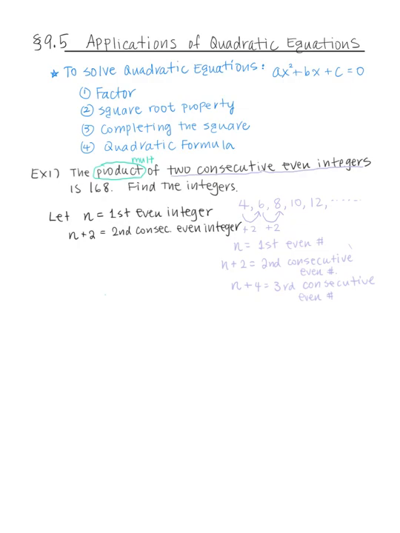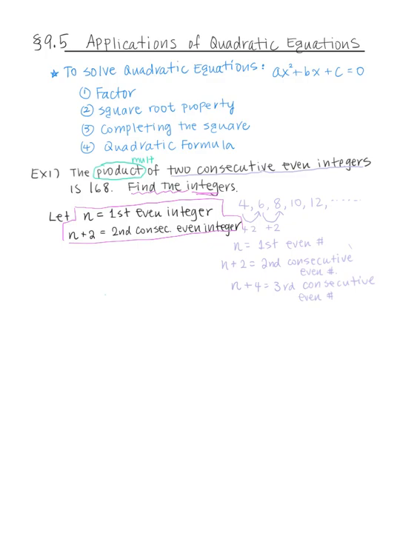Now let's find out what the question is asking us to find. It says find the integers. So what we want is the value of n and then the value of n plus 2. So let me just box what we want. These are the quantities that we need to find out.